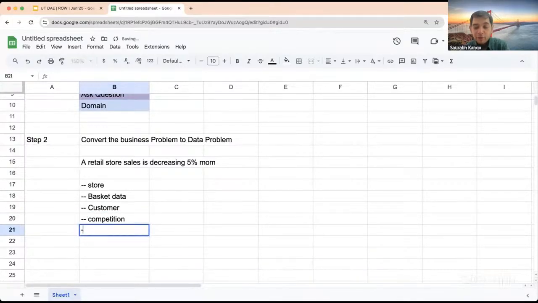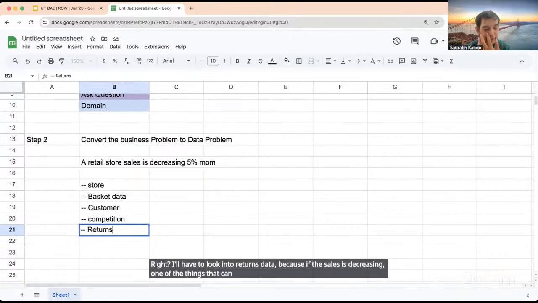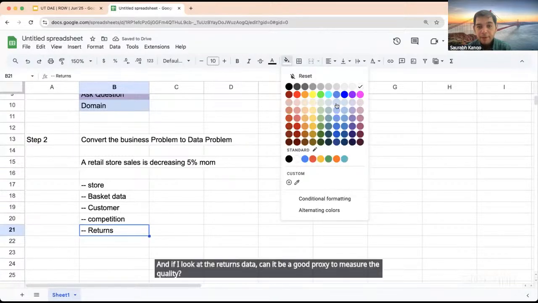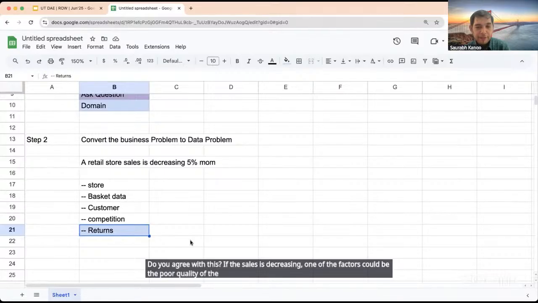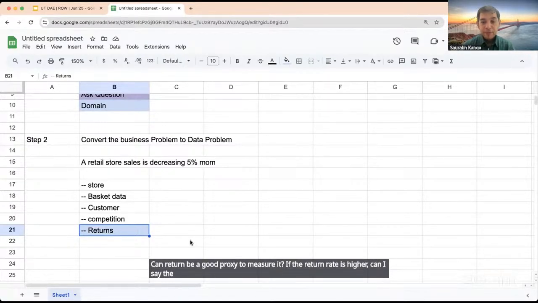I'll have to look into returns data, because if the sales is decreasing, one of the things that can cause the sales decrease is the quality. And if I look at the returns data, can it be a good proxy to measure the quality? Do you agree with this? If the sales is decreasing, one of the factors could be the poor quality of the products in that particular store. Can returns be a good proxy to measure it? If the return rate is higher, can I say the quality is not so good?